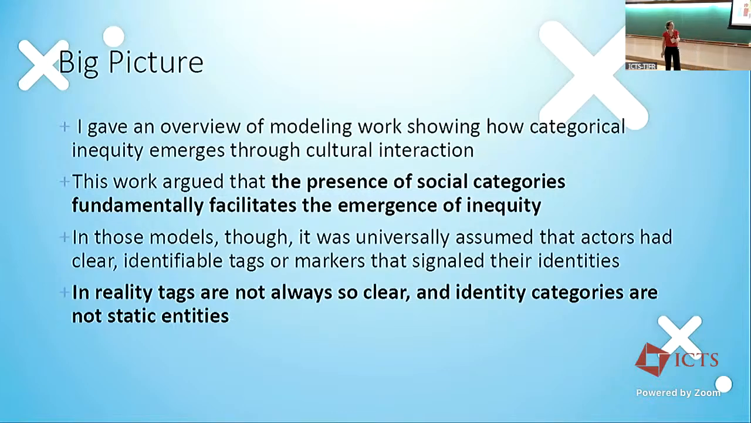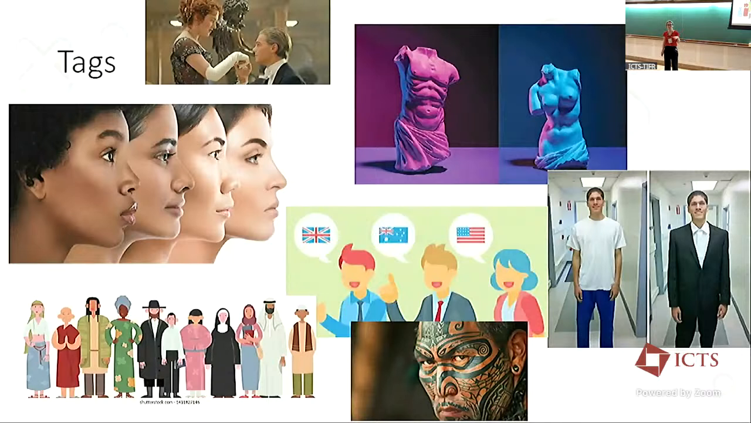So to make this point, let's talk about the different types of tags or markers that we use to identify or signal our identity. Normally, this would be animations. We get one at a time. So let me think about the order.